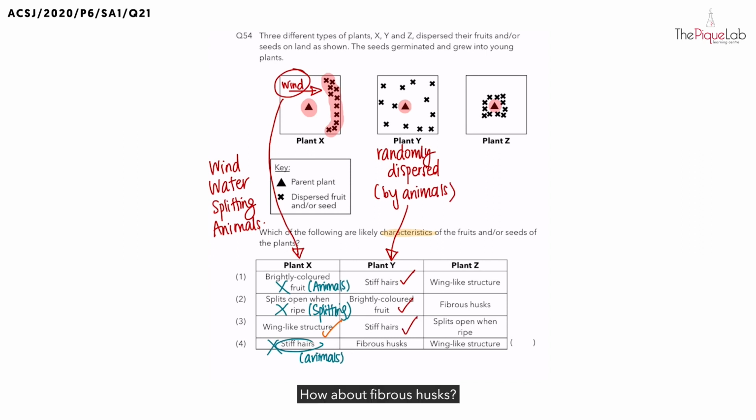How about fibrous husk? When the fruits have fibrous husk, how are the seeds dispersed? By water. What do the fibrous husks do? They trap air, allowing the fruit to float on water, causing the fruits to then be dispersed further away from the parent plant. So fibrous husk is not possible because having fibrous husk would mean that the fruits are dispersed by water, not animals.